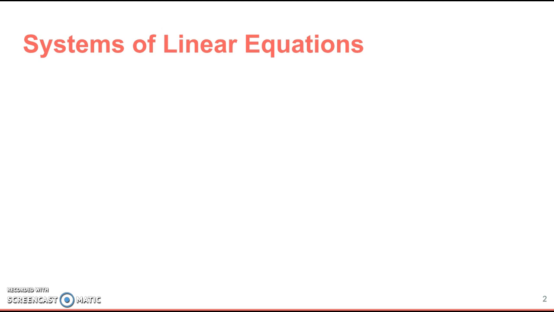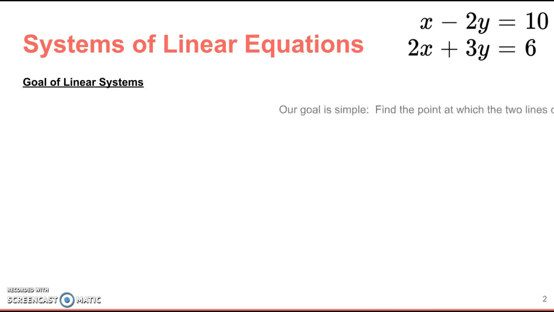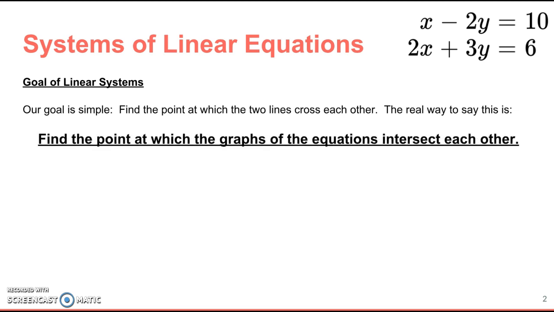At the top of your screen, you're going to see two equations appear. x minus 2y equals 10, and 2x plus 3y equals 6. When solved together, this would become a system of equations. So our goal is very simple. Find the point at which the two lines cross each other. But the more mathematical way to say this is find the point at which the graphs of the equations intersect each other.